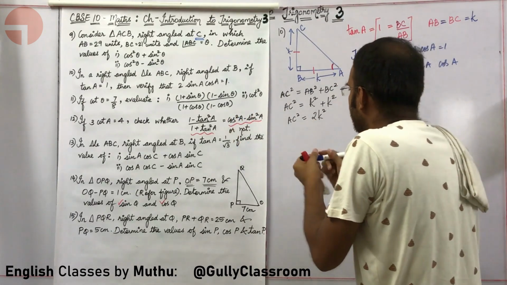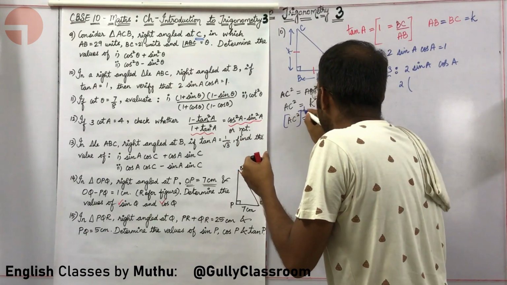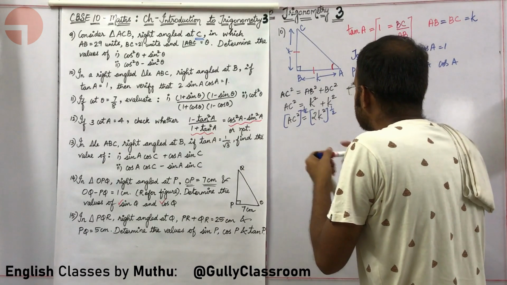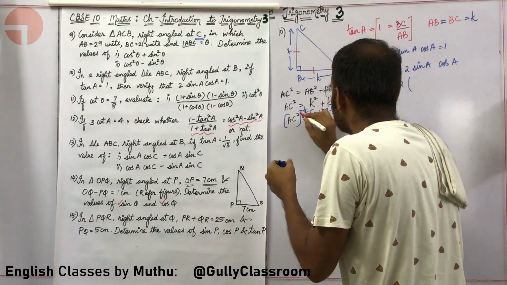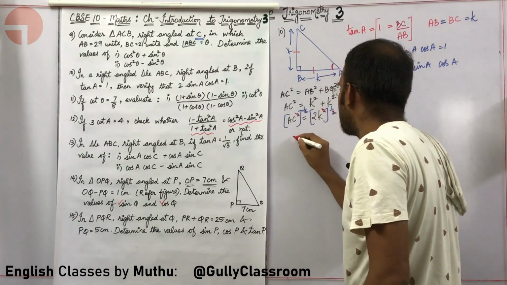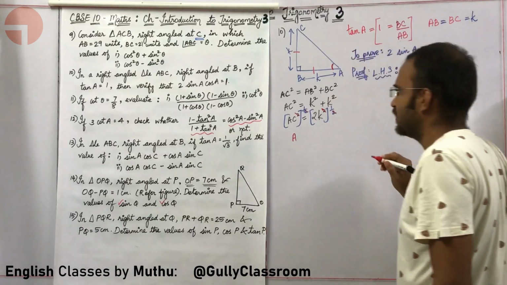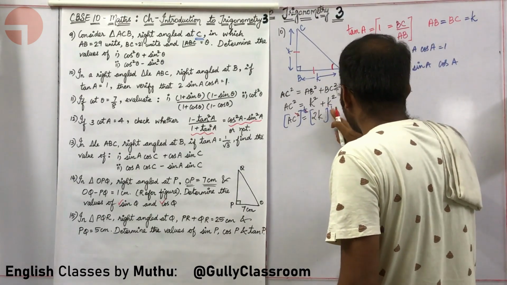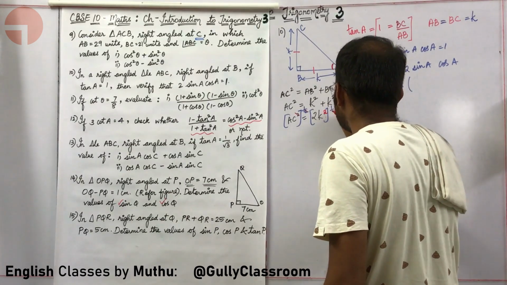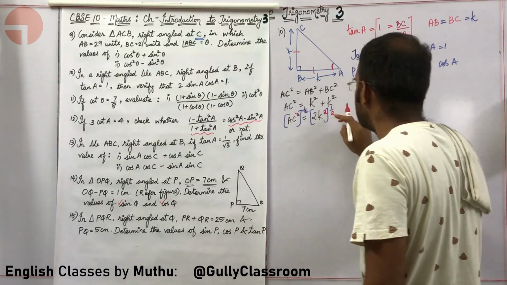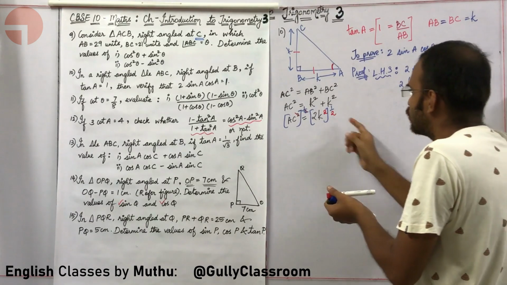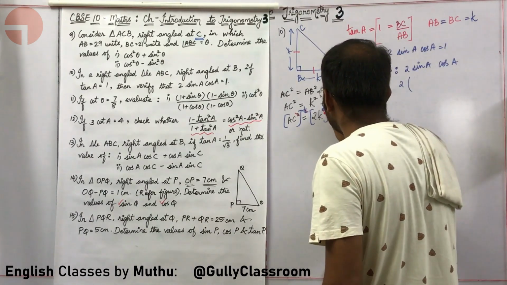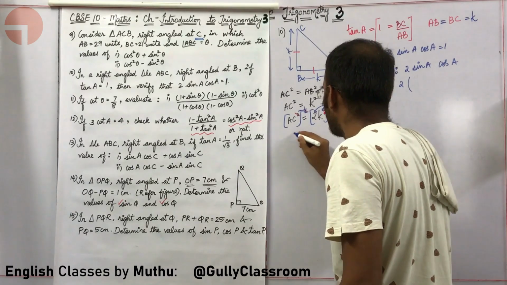Now I need to take root on both sides. Root means nothing but power half. I can simply cancel this square and this half. AC. Can I do like this? No, sir. Why? Because here there are two terms. Here there is a 2, here there is a square. There are two terms. You need to take the 1 by 2 power to both of them.